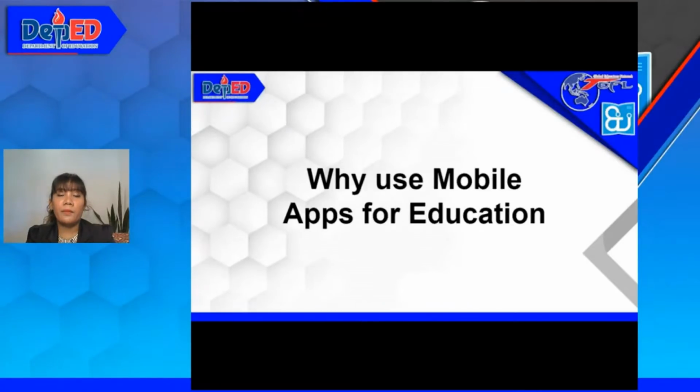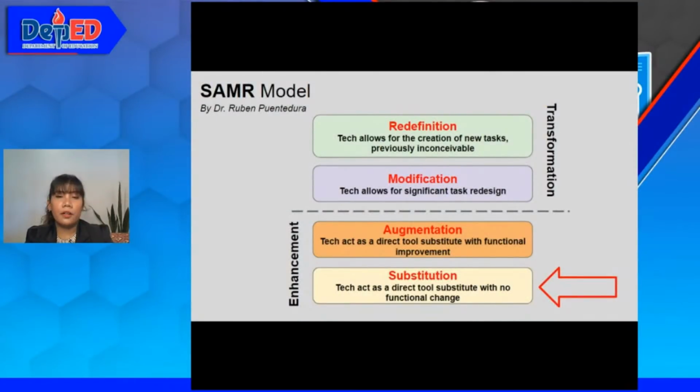This is the SAMR model by Dr. Ruben Puentedura. He believes that using technology allows us to think differently and perform new tasks. It is a framework that categorizes 4 different degrees of classroom technology integration. The letters SAMR stand for substitution, augmentation, modification, and redefinition. The first level of the SAMR model is substitution, where the app is used as a direct substitute for traditional practices, and it doesn't change the learning process or outcome.